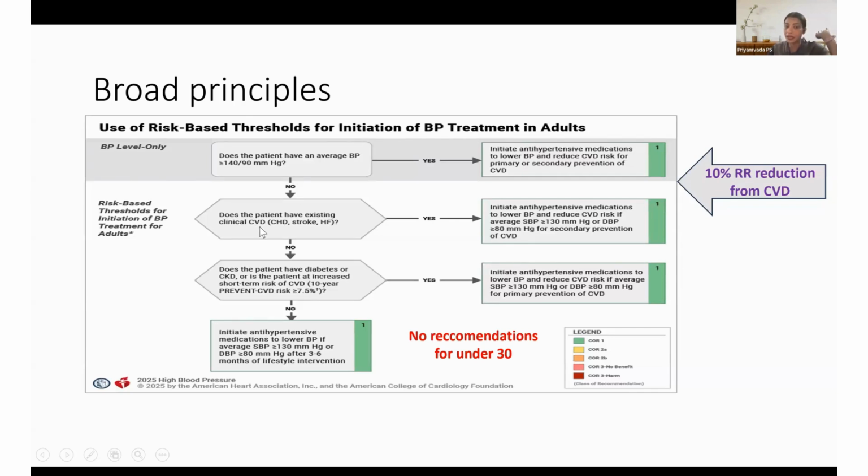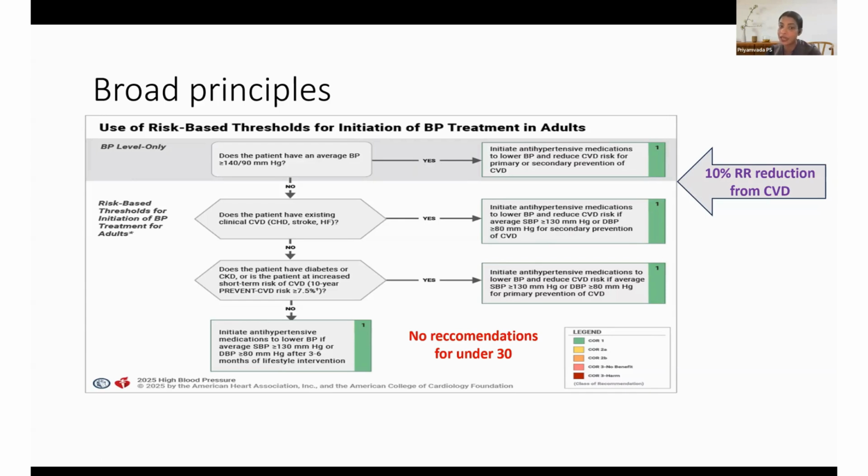Now, if the patient has cardiovascular disease, such as coronary artery disease, stroke, or heart failure, there the threshold for treatment is 130/80. Normally we treat a low risk individual when the blood pressure is consistently more than 140/90, whereas if the patient has a clinical cardiovascular disease, we start the treatment when the patient has a blood pressure of more than 130/80.